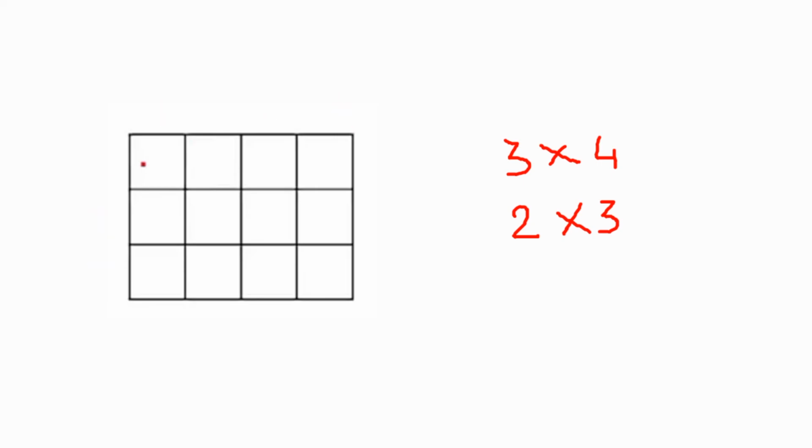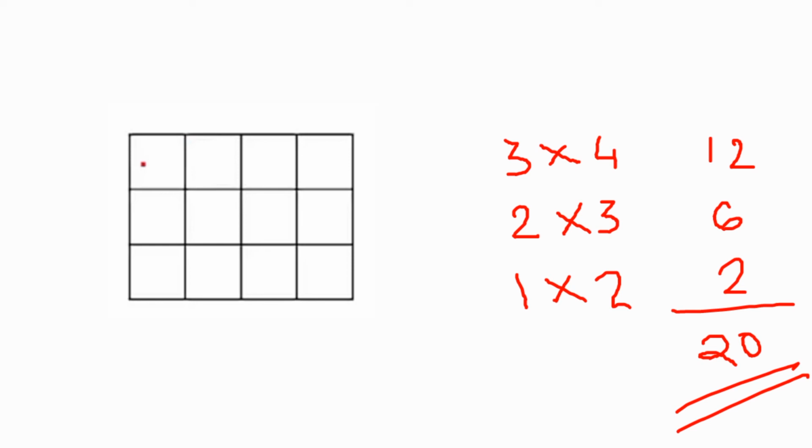So again subtract 1 from this. So 2 minus 1, you will get it as 1. 3 minus 1, you will get it as 2. We got 1 here. So we can stop this. Now what you have to do is just multiply these values. That is 3 into 4 is 12, 2 into 3 is 6, 1 into 2 is 2, and add all these. That is 12 plus 6 is 18, 18 plus 2 is 20. So the total number of squares is 20.